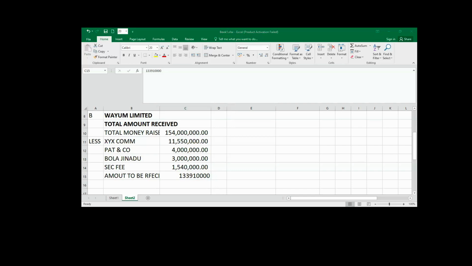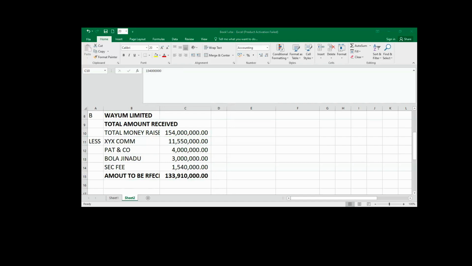Raised will give us 133,910. So that is the amount they are going to raise. That's what WAUM is going to collect from this issue. Instead of collecting 154 million, they're going to collect 133,910, because there is some money that is also going to be deducted from that payment. So that is that.